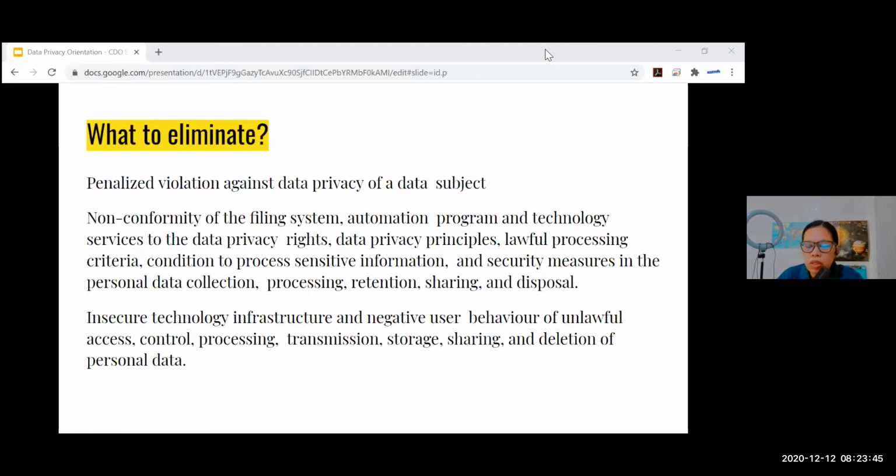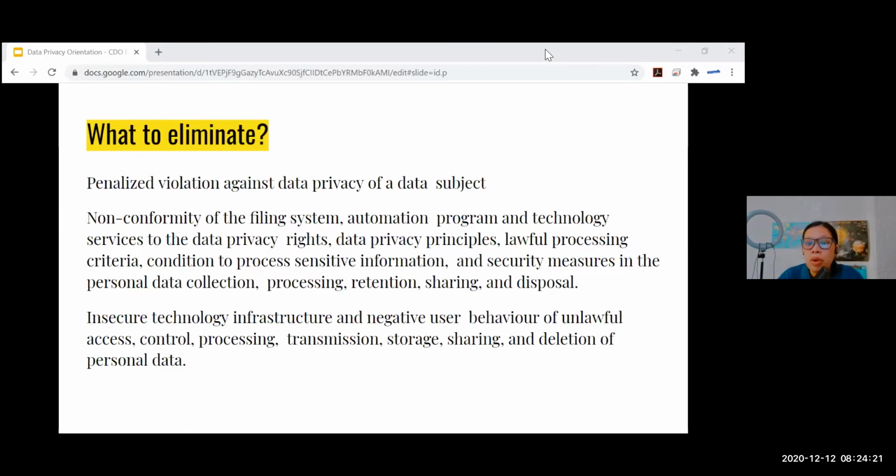This is the data process flow, right? We collect, we process. There's that retention there, sharing and disposal. In every step, we have to apply what we call the data privacy principles, which later on I will also have to discuss to you. And of course, we also need to eliminate insecure technology infrastructure and negative user behavior of unlawful access, control, processing, transmission, storage, sharing, and deletion of personal data.